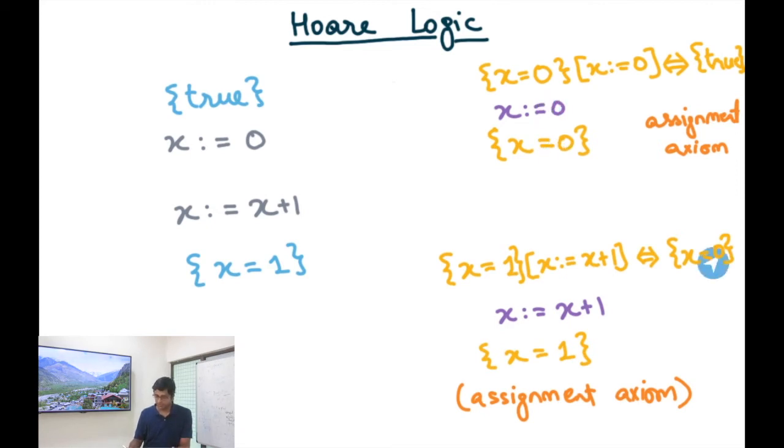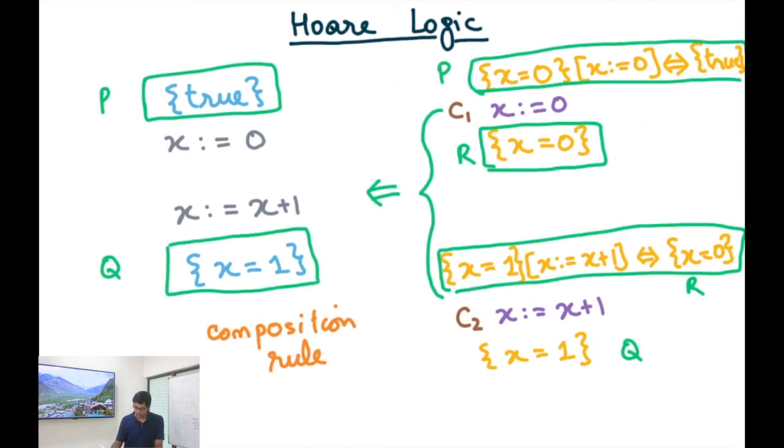Similarly, from the assignment axiom, we have been able to construct the Hoare triple x equals 0, x colon equals x plus 1, x equals 1. Now I can apply my composition rule. This becomes my P, which is true. x equals 0 becomes my R. The first statement becomes C1. x equals 0 is again R. x equals 1 becomes Q. And this second statement becomes C2. So P C1 R holds and R C2 Q holds. Then I know that P C1 semicolon C2 Q holds. And this is coming from the composition rule.